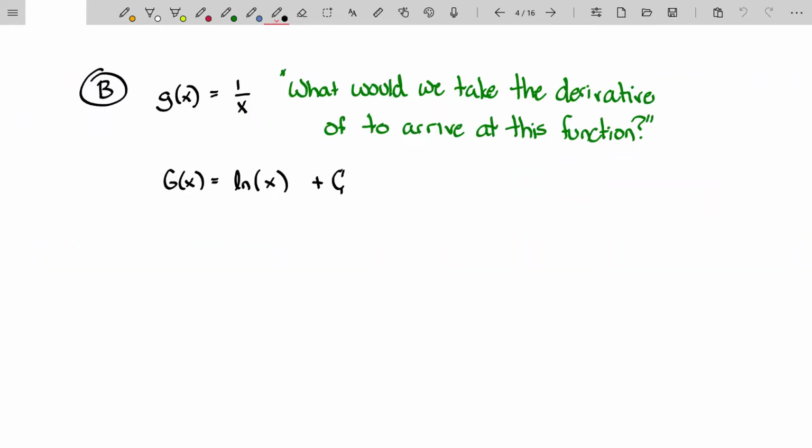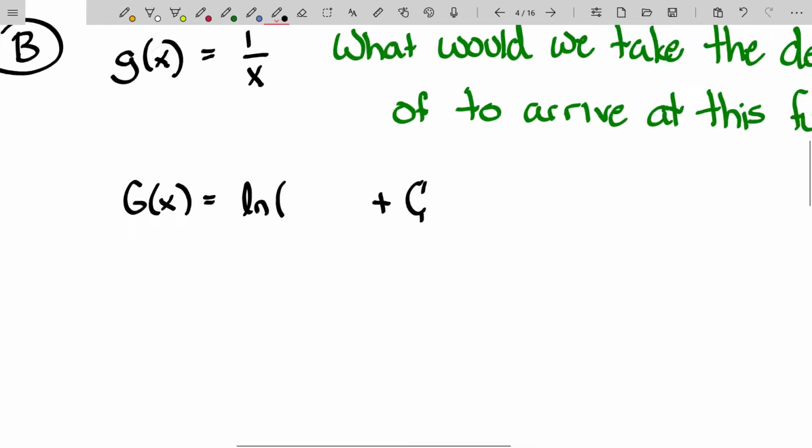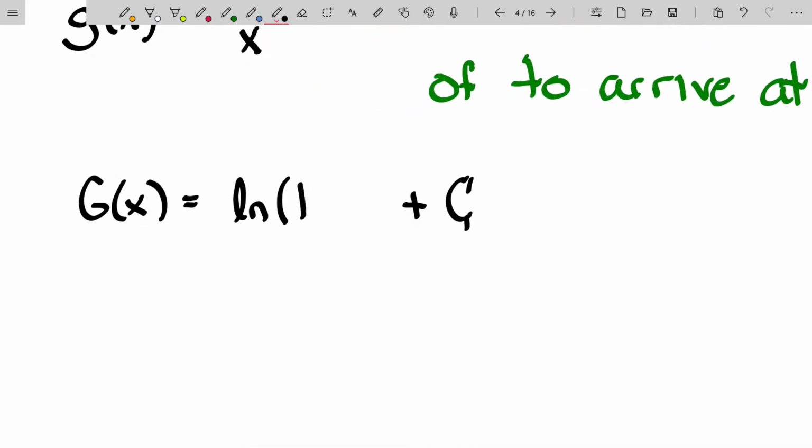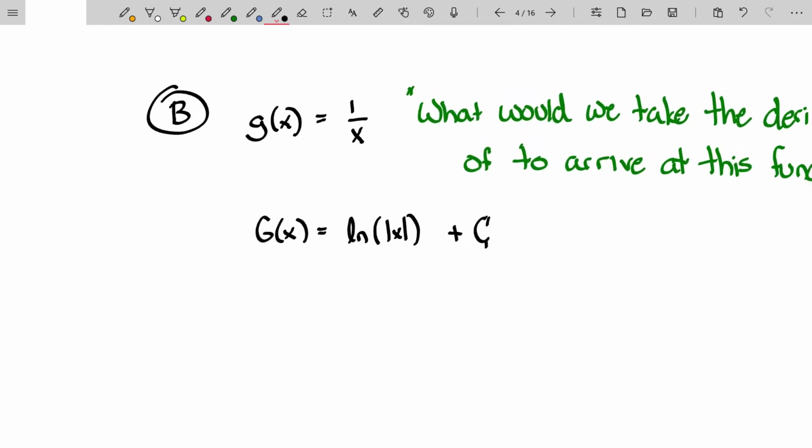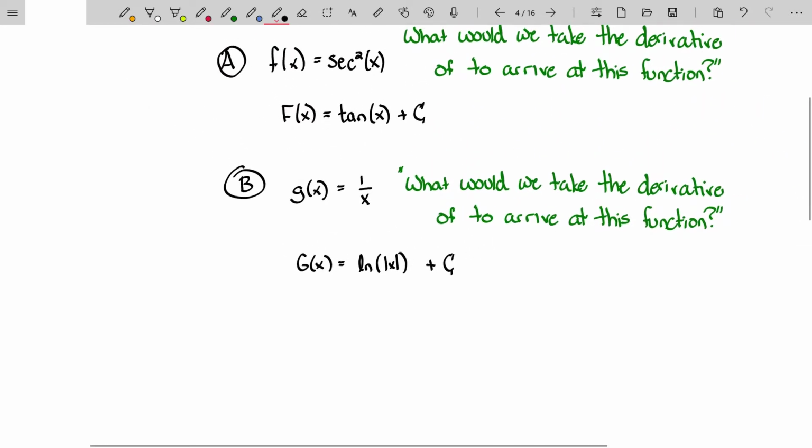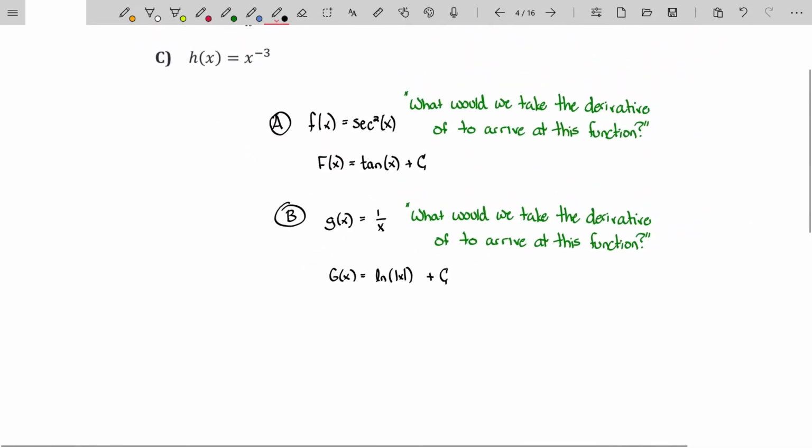So why we were wrong is because we need to take the natural log of the absolute value of x plus c. So that's the antiderivative of 1 over x. It is very important that you know that. At this point, you've got to start practicing that. It's easy to forget, I know, but I harp on it a lot because it becomes critical as we move forward.